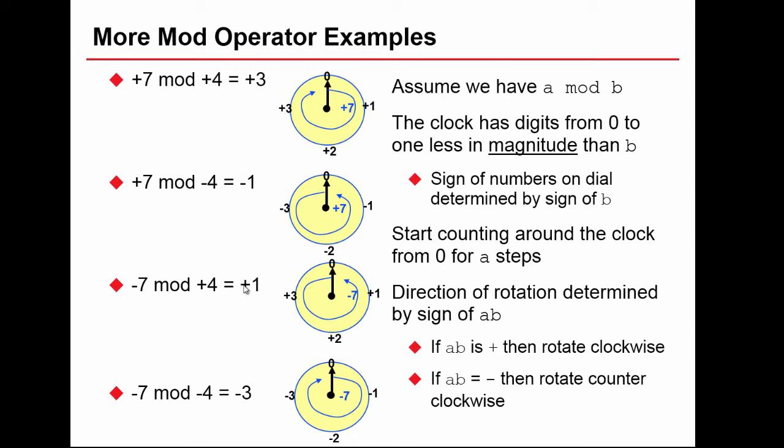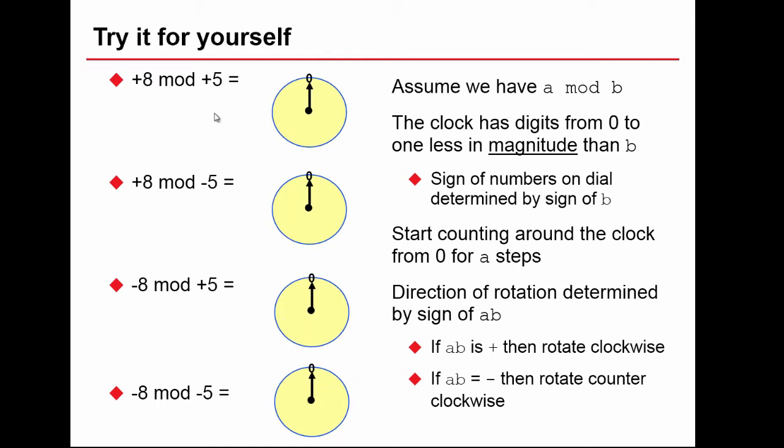Let's go, we won't go through every example, we'll go through this one. Okay, so the numbers on the dial are going to be positive again. We're going to go counterclockwise because the product of -7 and 4 is a negative number. So we go counterclockwise for 7 steps from there on this dial that has numbers from 0 to 1 less in magnitude than +4. And the sign will be positive because the sign of this is positive. So from here we're going to go counterclockwise for 1, 2, 3, 4, 5, 6, 7 steps. Our result is +1.